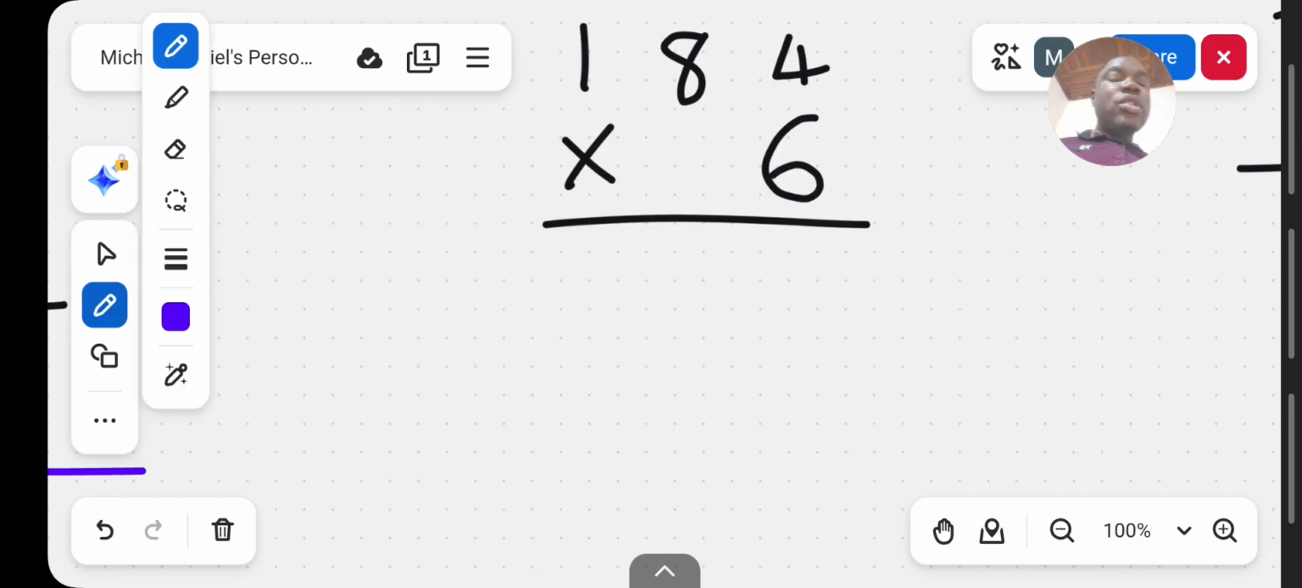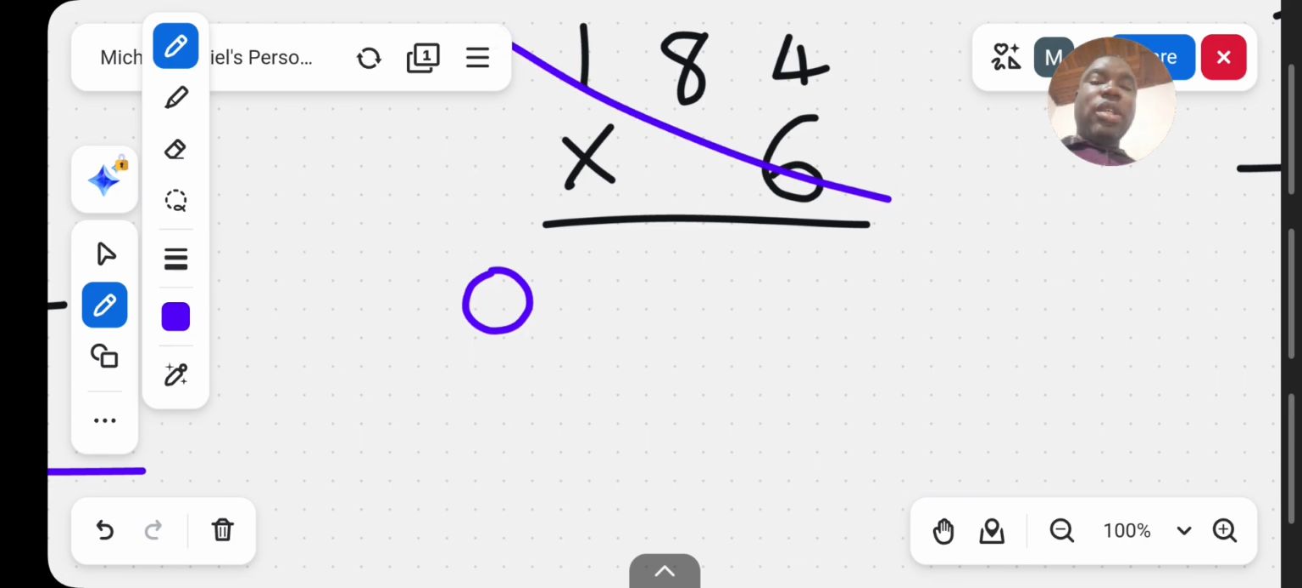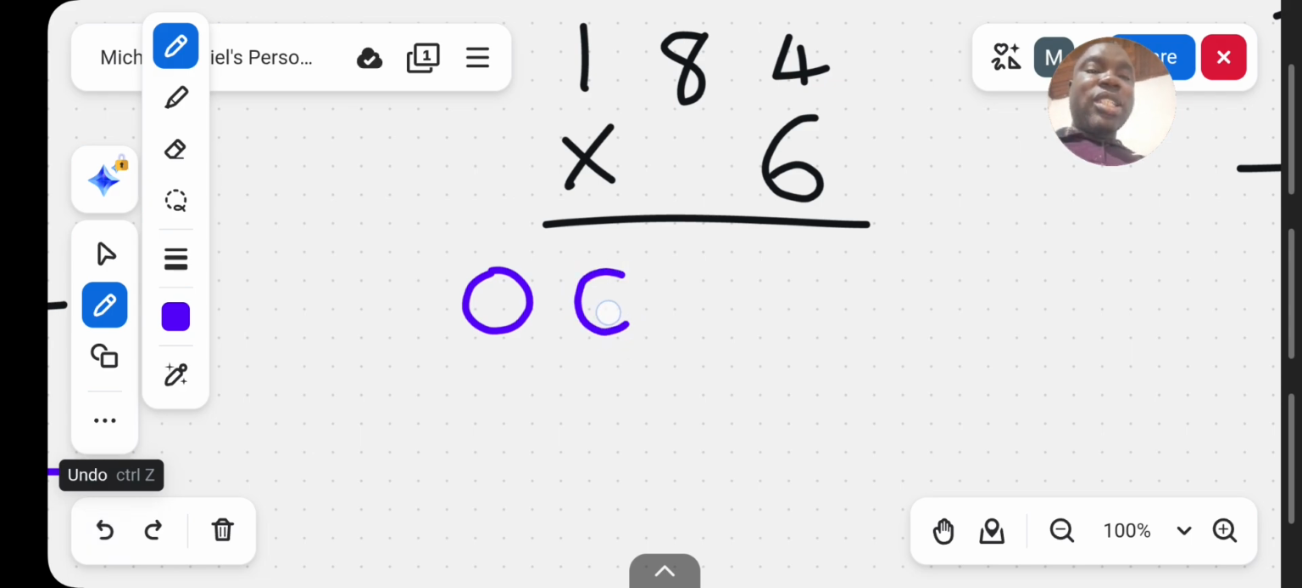So this is the next, 184 times 6. Remember, I said we always start with a 0. So you have your 0. So what we do now is 6 times 1. 6 times 1, of course, is 6. Now, that's just a digit. Just write the 6 down here. You don't put the 6 on 0.